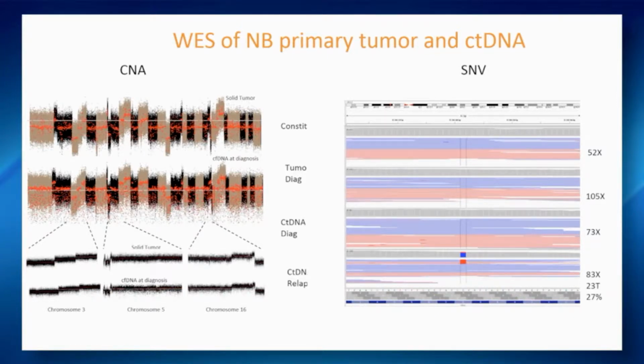And as shown in these examples, we can nicely depict copy number alterations. On the left is an example where we compare the copy number alterations seen in a solid tumor and the cfDNA at the time of diagnosis, with concordant profiles between the samples. And we can also look at the SNVs seen at the time of diagnosis in the tumor and in the circulating DNA. In this case, we looked at the cfDNA at different time points, and we could, in fact, see a mutation at the time of relapse that had not been seen previously.